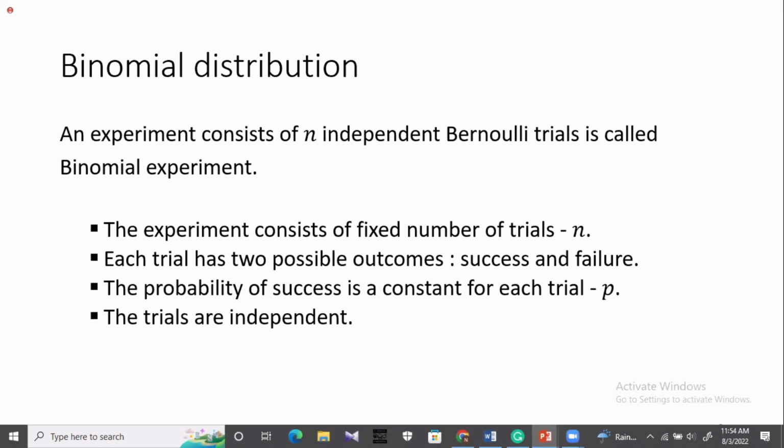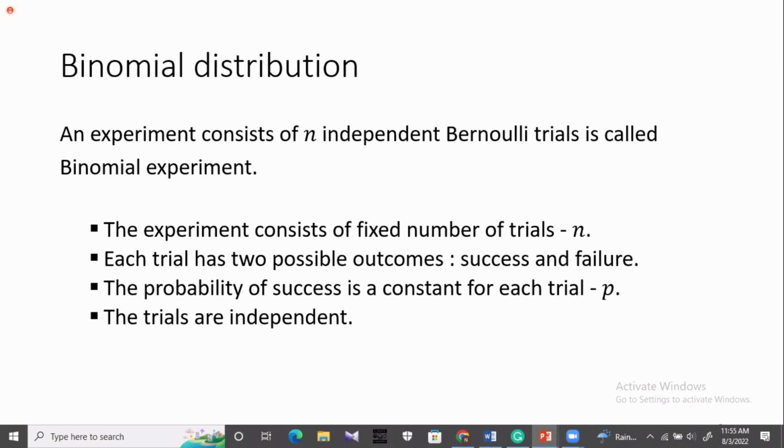The experiment consists of a fixed number of trials, n. Each trial has two possible outcomes, success or failure. The probability of success is constant for each trial, that is p, and those trials are independent. So did you understand the meaning of binomial experiment?